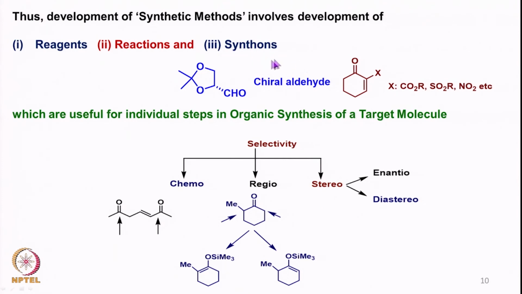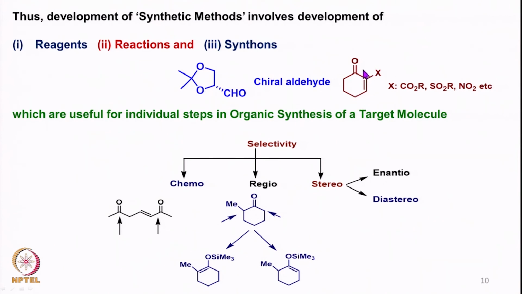Basically a synthon is a synthetic intermediate. Say for example, if we start with a molecule like this which can be easily prepared from say D-mannitol or maybe from many other sources, it is a chiral aldehyde, an optically pure aldehyde. It is a 1,2 protected diol having an aldehyde moiety at this particular position. So one can start with this, it is a synthetic intermediate and can be converted to the target molecule.